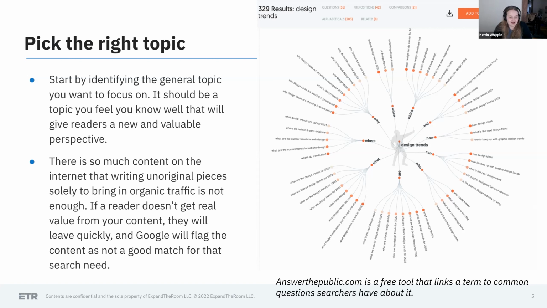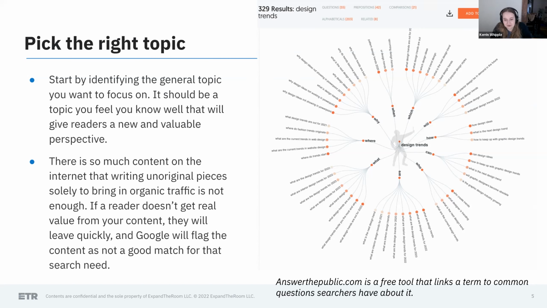If someone clicks on an article and then immediately bounces, they don't find value in it, that will signal to Google that it doesn't match what they searched for, and it actually can hurt your SEO. So you want it to be valuable and keep the real user on the site, not just be attractive to Googlebot, which crawls the web and looks for content.